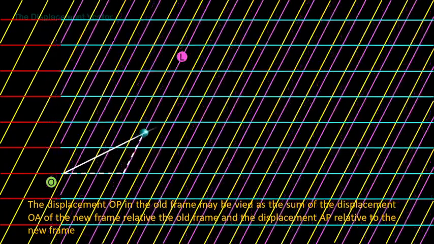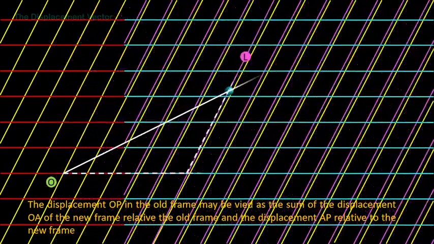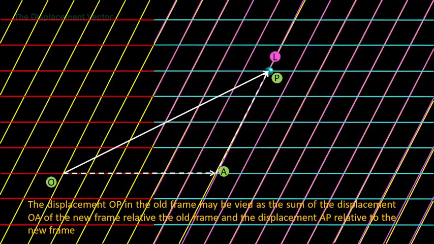The displacement OP in the old frame may be viewed as the sum of the displacement OA of the new frame relative to the old frame and the displacement AP relative to the new frame. So here the displacement from A to P is relative to the new frame because this displacement is along the fixed line L in the new frame. And OA is the displacement of the new frame relative to the old frame.